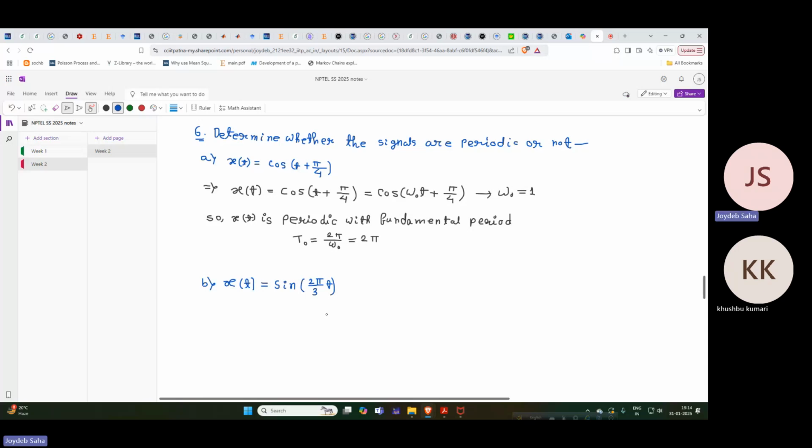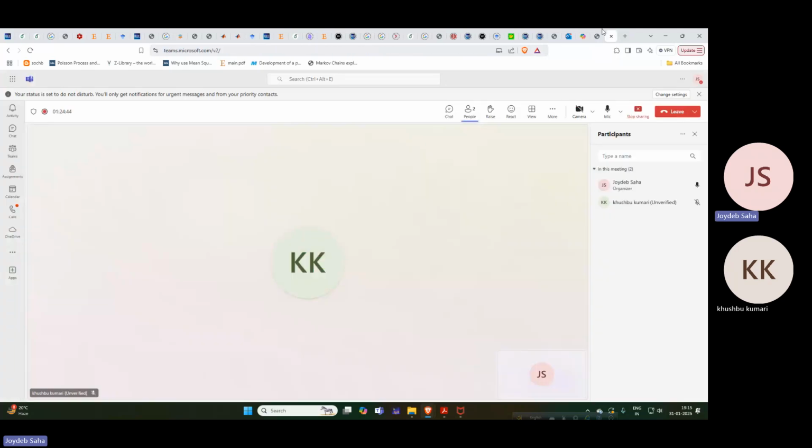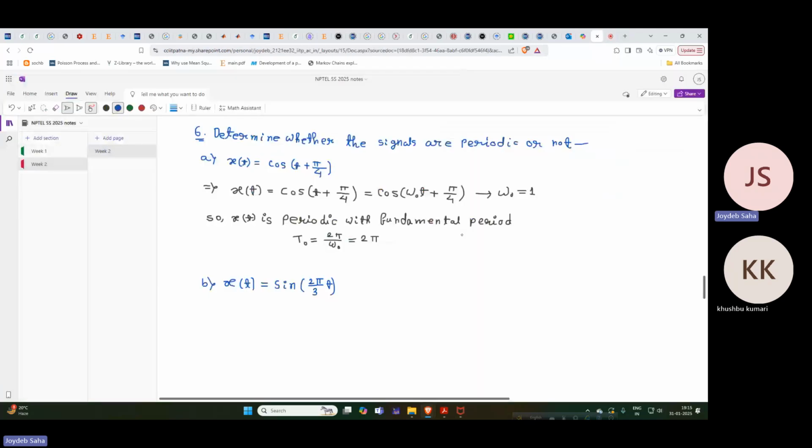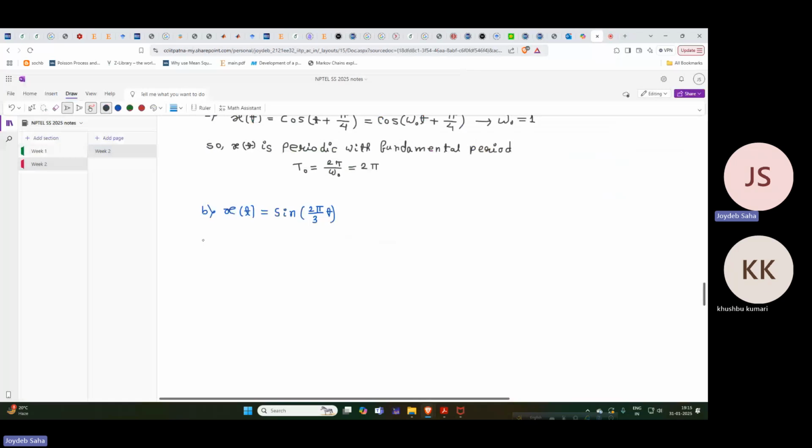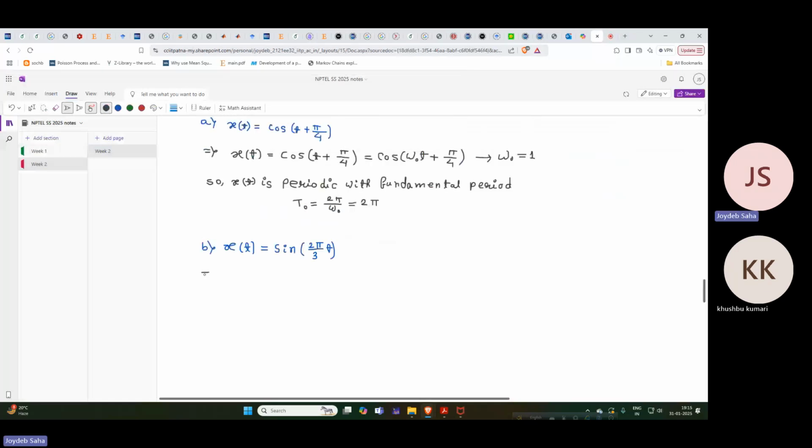It can be solved in a similar way to the previous question. Time period is 3. Yes. Anyone? Okay, so let's solve it. Anyone else?